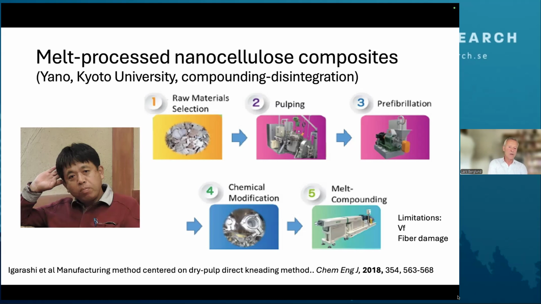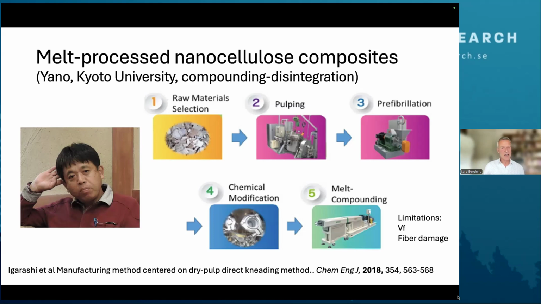So actually what he's doing more recently is that he's looking into pulp fibers to go for the Japanese automotive industry. But the limitations here are we cannot go to very high fiber volume fractions, and we will damage the fibers unless we have this clever technique that Yano is using.